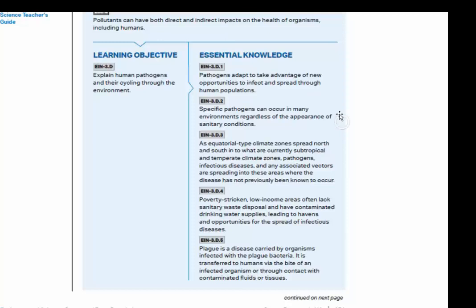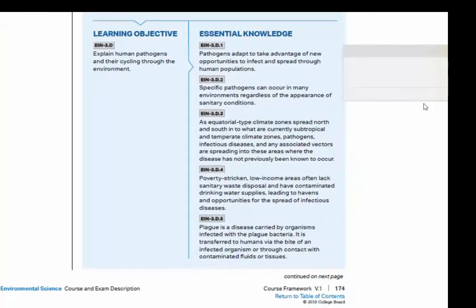So obviously this virus is spreading in the United States, which typically has very good sanitary conditions because we have sewer systems and a good healthcare system and stuff like that. Next thing they want you to know is as equatorial type climate zones spread north and south to what are currently subtropical and temperate climate zones, pathogens, infectious diseases, and any associated vectors are spreading into these areas where the disease was not previously known to occur.